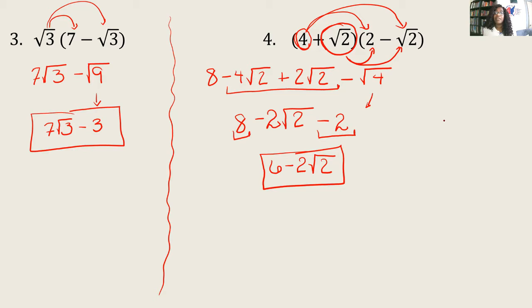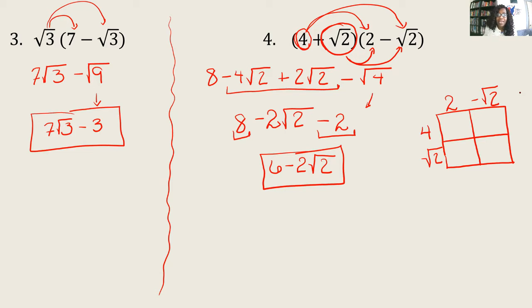So the box method depends on our dimensions. So we have a binomial, which is 2 terms, multiplied by a binomial, which is 2 terms. So I'm going to create a 2 by 2 box, meaning I'm going to have 2 rows and 2 columns. The first parenthesis, that's going to be off to the side. So I say 4, and it's a positive square root of 2. The second parenthesis will be on top. So I got a 2 minus the square root of 2.